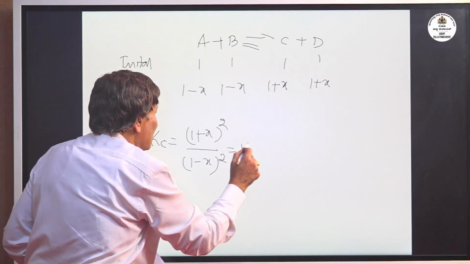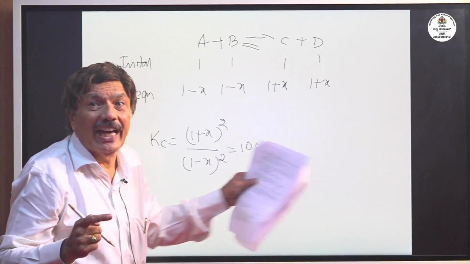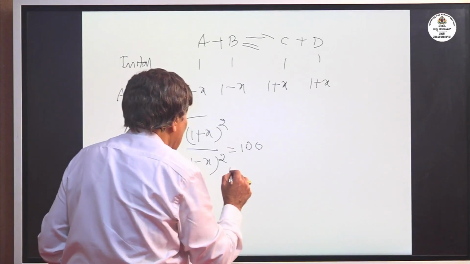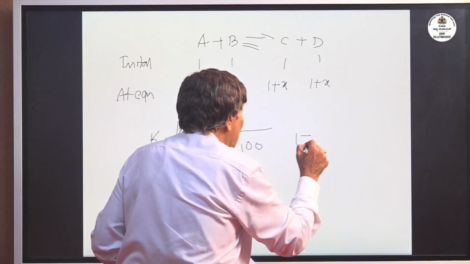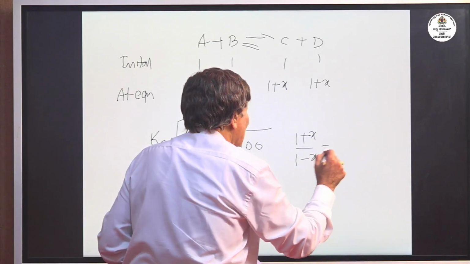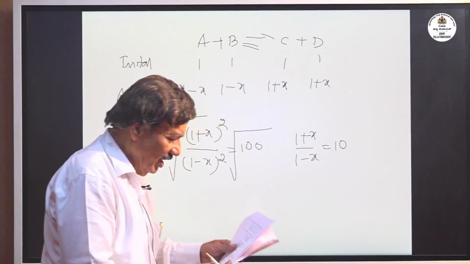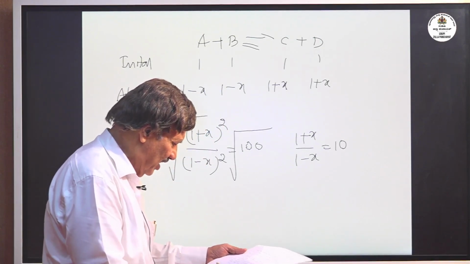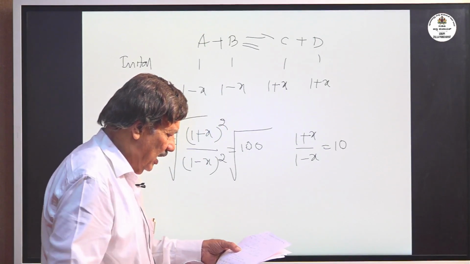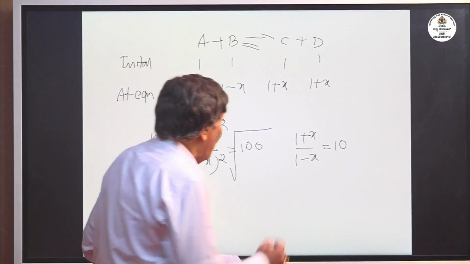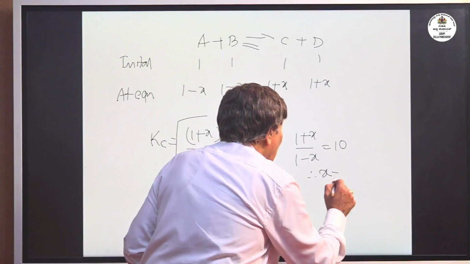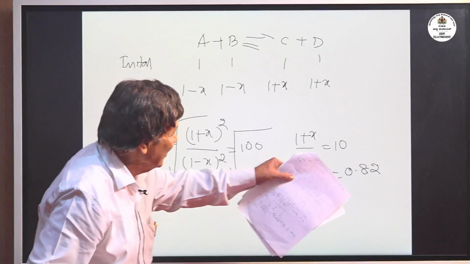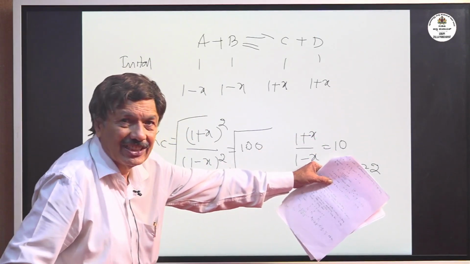That is 100. As I told you that time, if a square appears on both sides, what you have to do is take the square root. If you take the square root, it will be 1 plus x by 1 minus x is equal to 10. Now, if you solve for x, x will be 0.82. I don't want to waste much time on simplification, this is just algebra. Solve for x, it is 0.82.